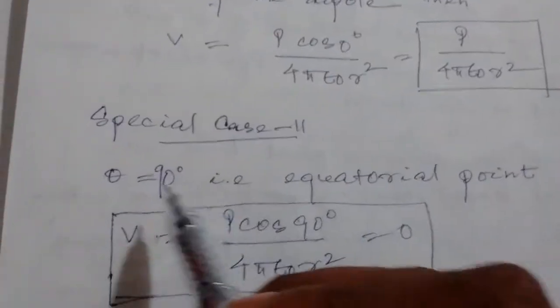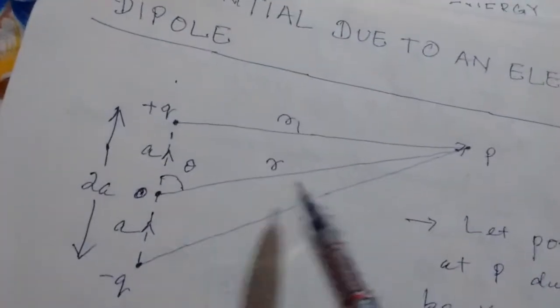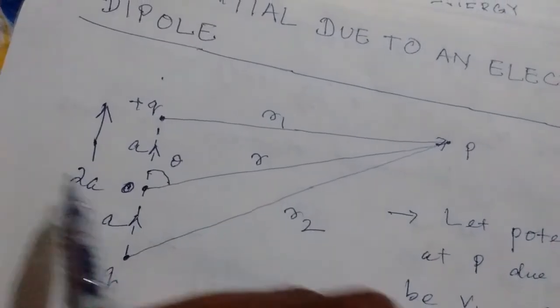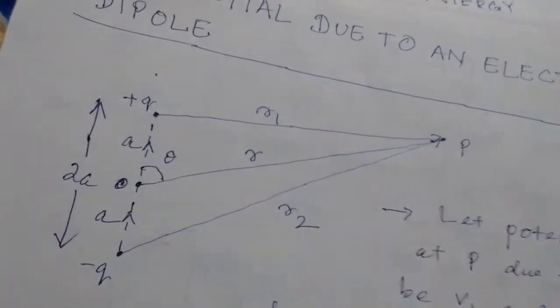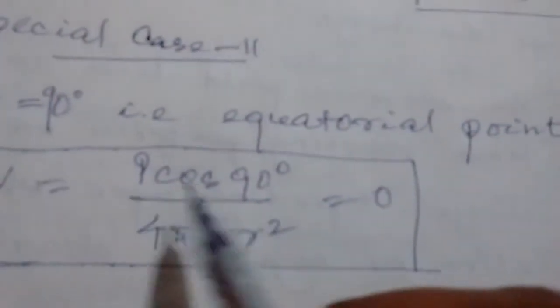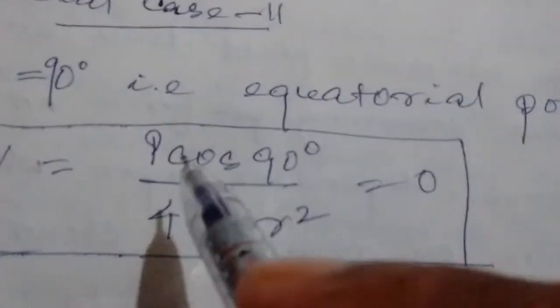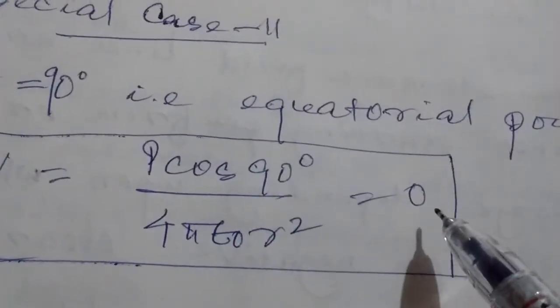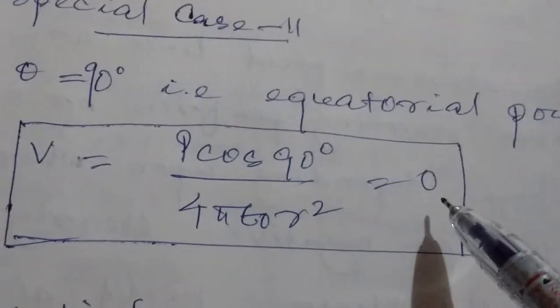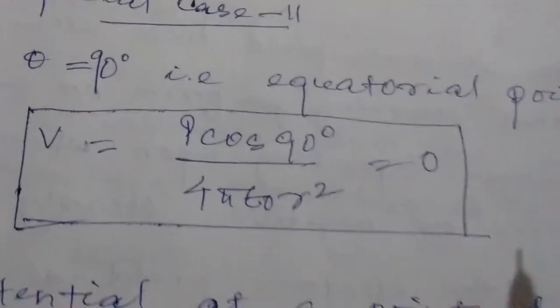Again special case 2, that is theta is equal to 90 degree. If theta becomes 90 degree, then if this is 90 degree, the point will be on the equatorial plane, that is equatorial point. And if you apply this 90 degree, then p cos 90 degree by 4 pi epsilon naught r square, cos 90 is 0, so it is 0. So potential at any point on the equatorial plane is 0.